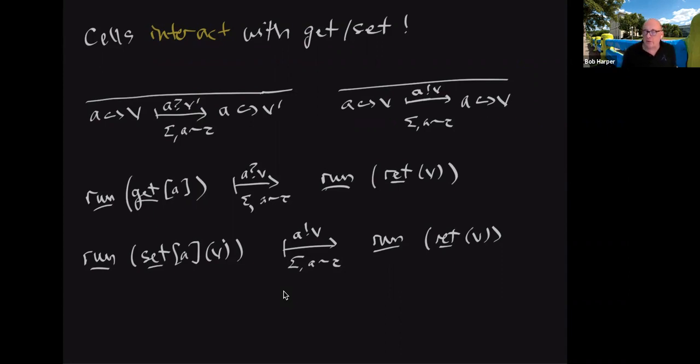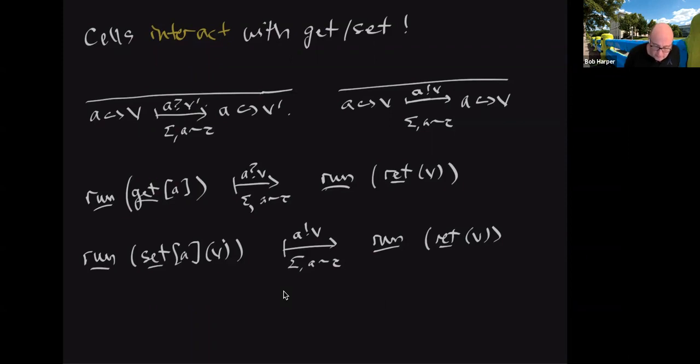On the other hand, the very same server is also willing to synchronize with any other process who wishes to change it. It says, oh, by the way, if you want, I'm willing to respond to your request to change my value. So A hook V, if it receives such V prime, then it becomes A hook V prime. So it changes its contents.